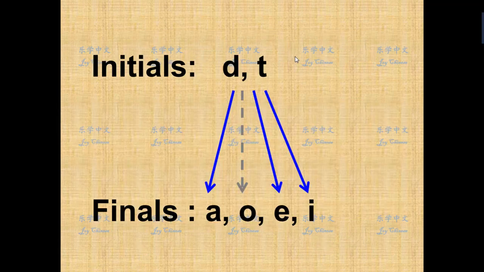As we have learned four finals already, let's see how we could combine d and t with these four vowel finals. According to the Pinyin rule, we could put d and a together, pronounced as da. We could put d and e together, pronounced as de. However, we cannot combine d and o together. In the Chinese language, there is no way you could pronounce these two together. So remember, o cannot combine with d. This rule also works for t, so both d and t could combine with a and e, but not o.